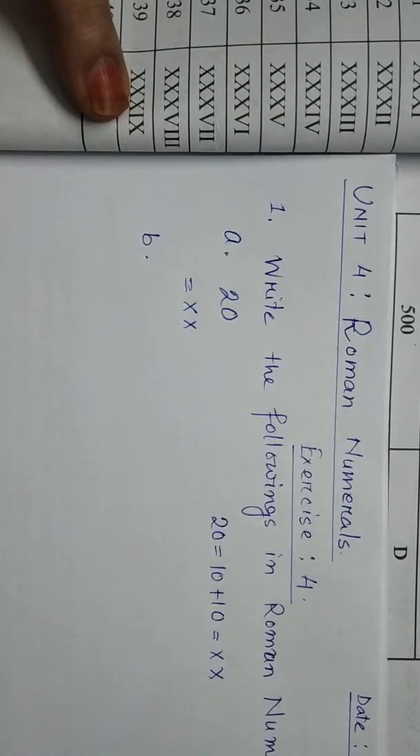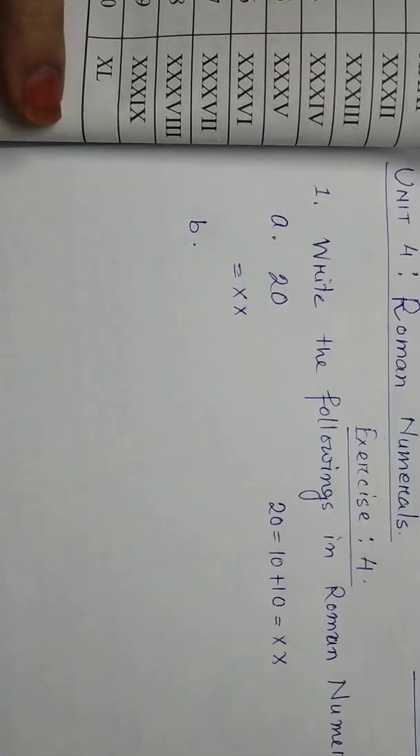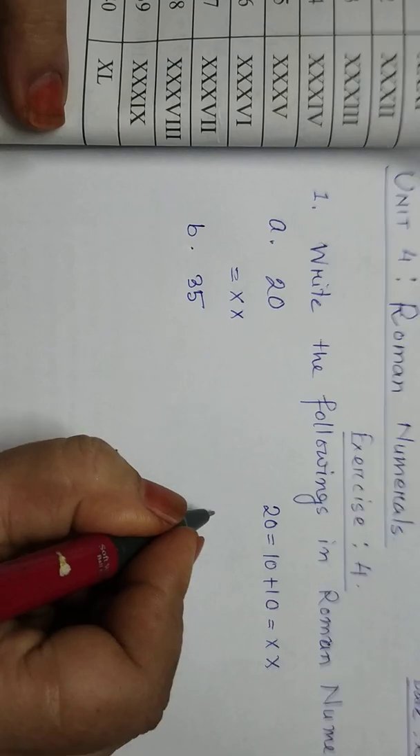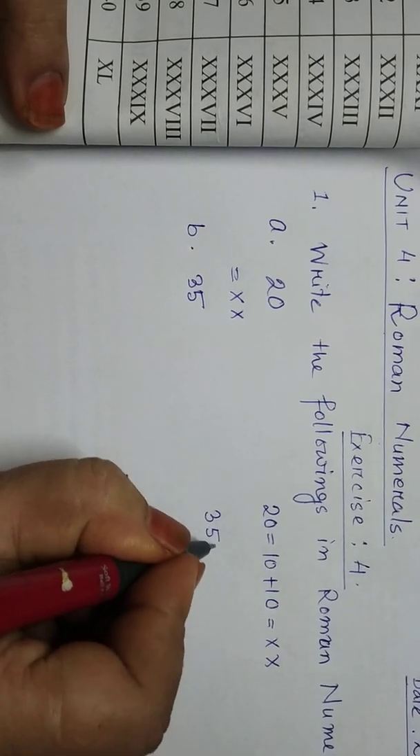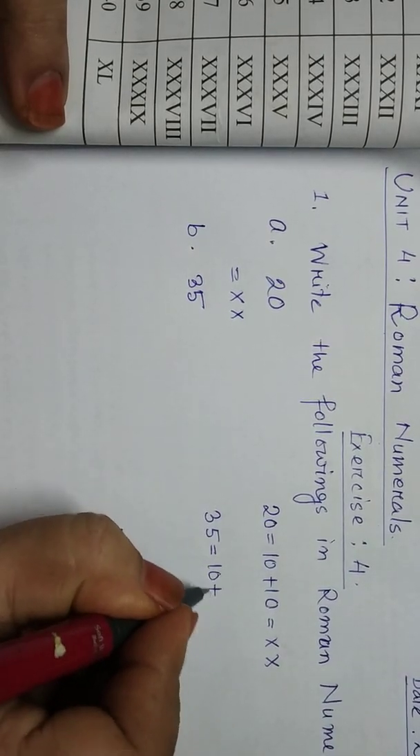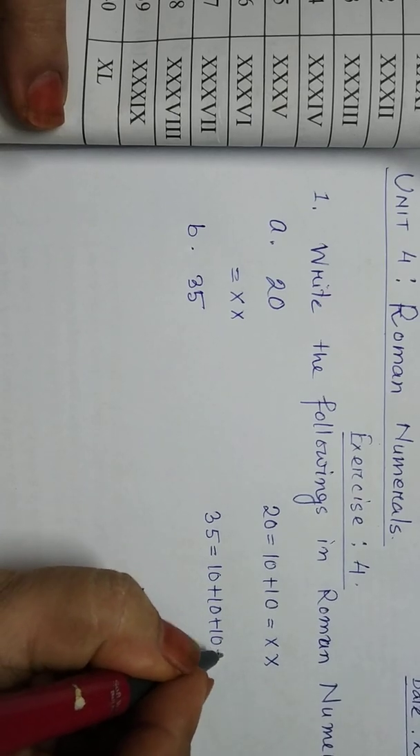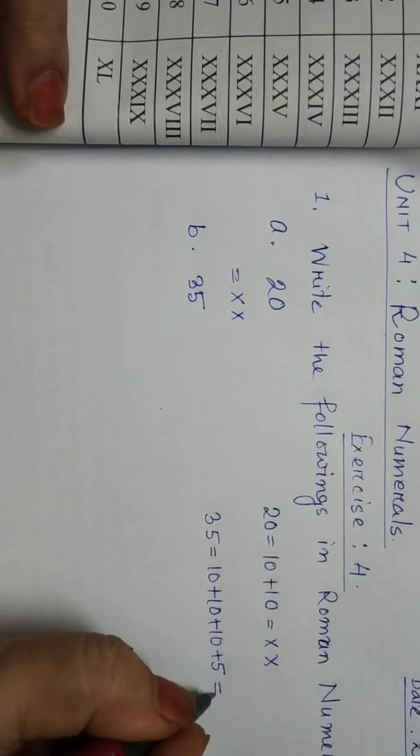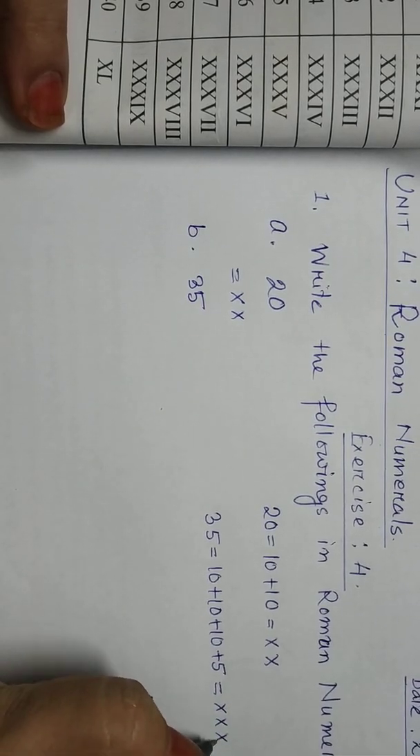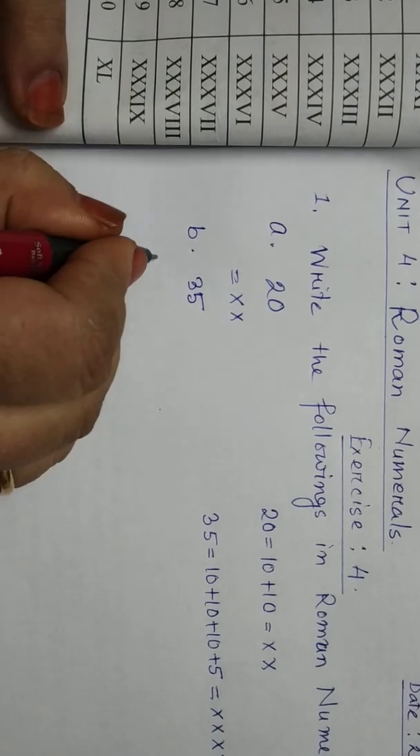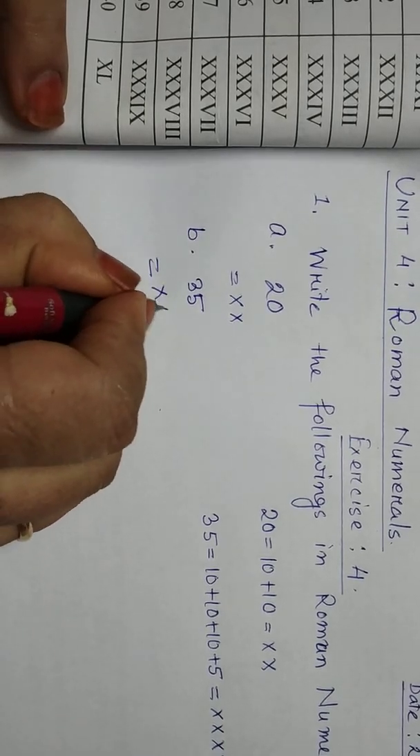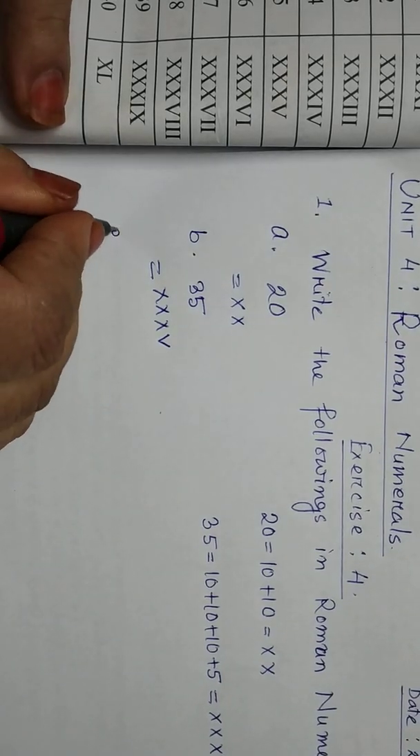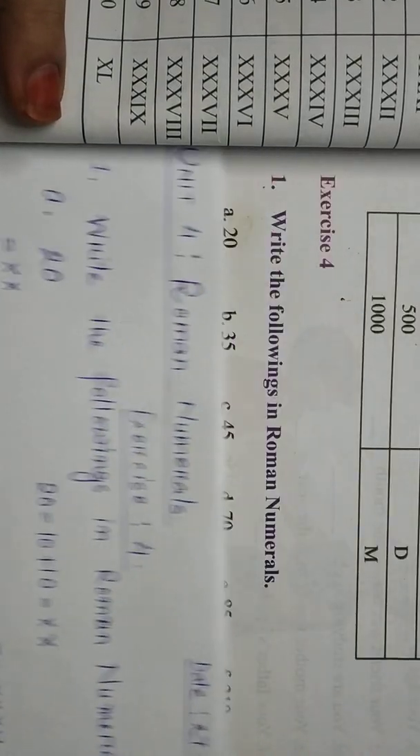Next, B. Here given is 35. 35 we can write as 10 plus 10 plus 10 plus 5. That means X, X, X, and for 5, V. Therefore 35 we can write XXXV.